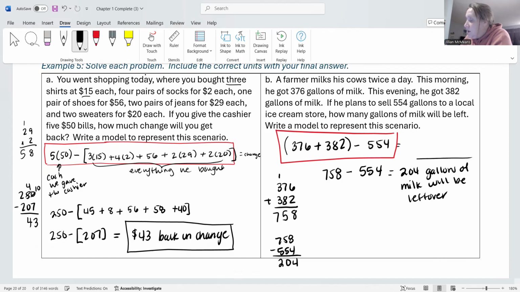So there you have it. That's the order of operations. Make sure you show the model if you're asked. Sometimes you'll be asked, sometimes you won't. Show us at the very least a setup. You've got to show us something so we know what you're telling your calculator to do. And don't overuse your calculator. Try some of this by hand.